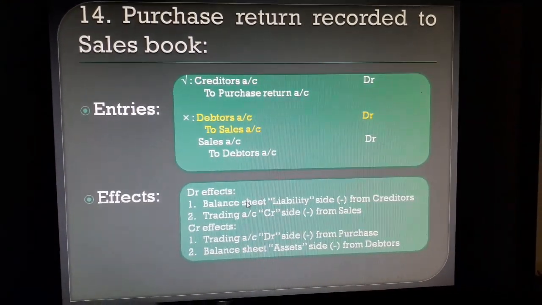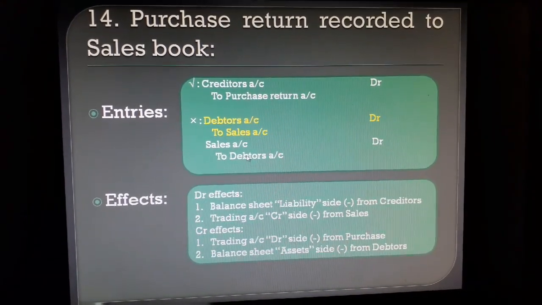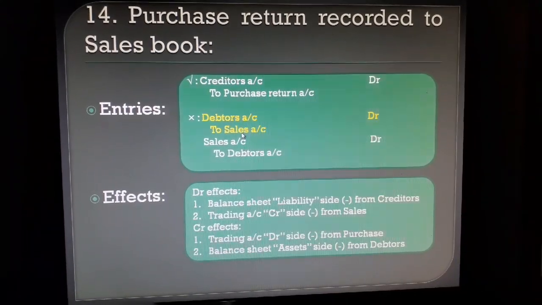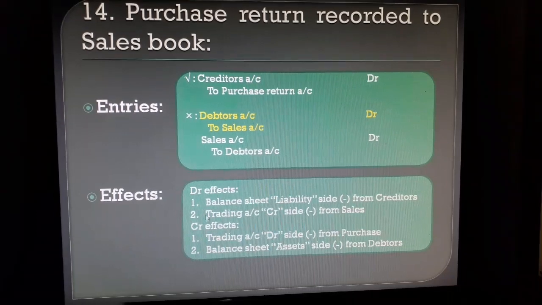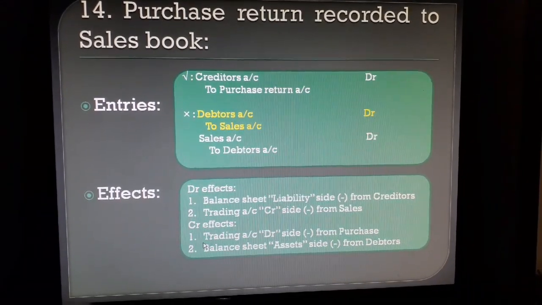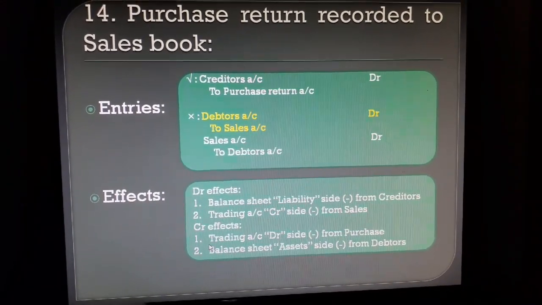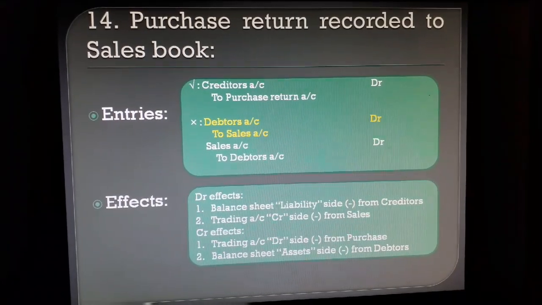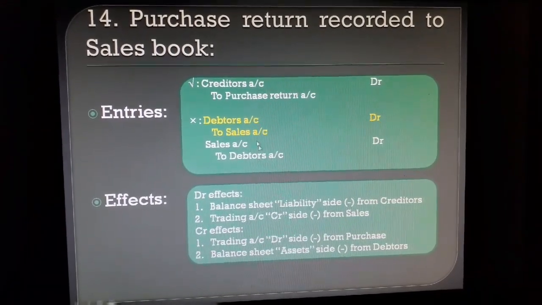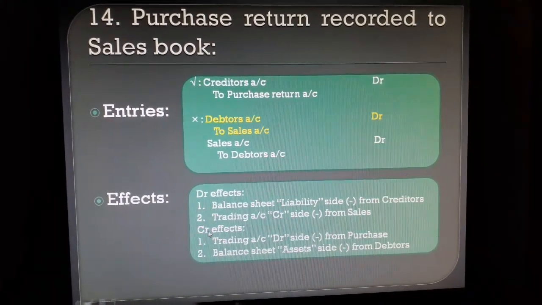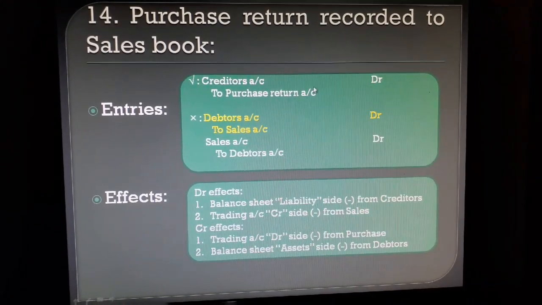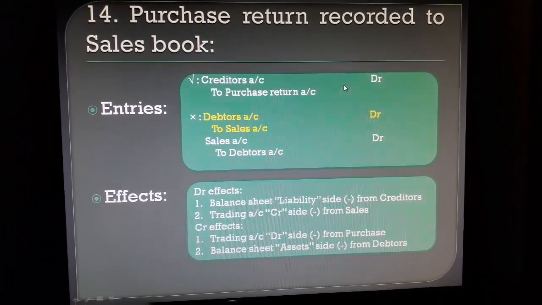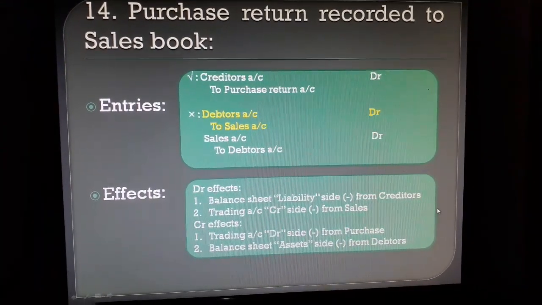With that, we have a total of 4 adjustment effects. But when we convert them into accounting terms, we have 2 debit effects and 2 credit effects, because adjustment effects always and always are 2: one is the debit effect and another is the credit effect. So with the debit effect, creditors account debit, so balance sheet liability side minus from creditors.